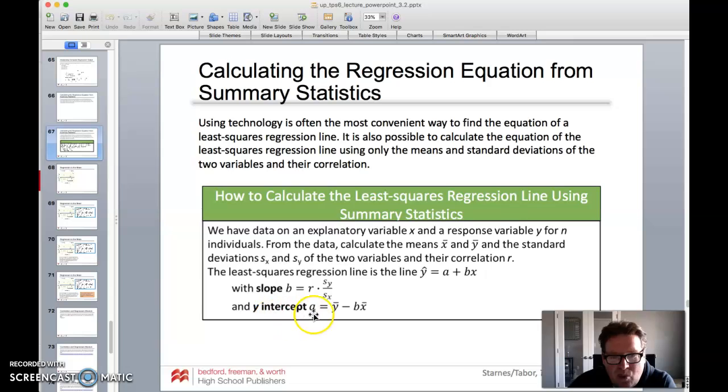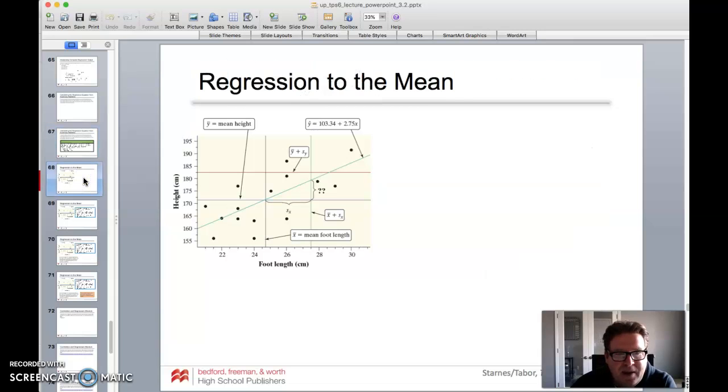And then to find the y-intercept, what you could do is take the mean of y and subtract the slope times the mean of x. So kind of crazy, but it actually works when you do it that way. I mean, technology is obviously easier, but those are some formulas you could use if you wanted to do it by hand.